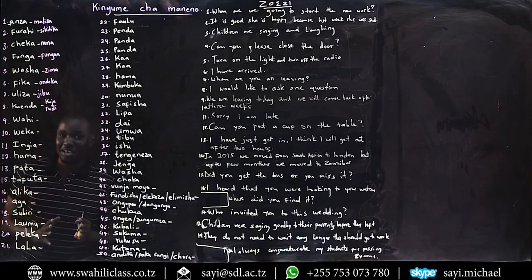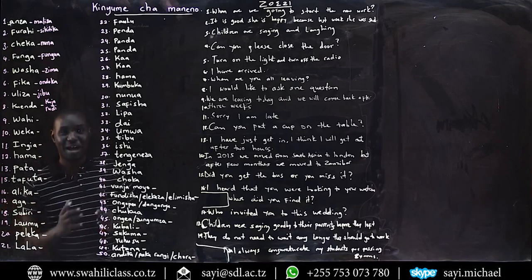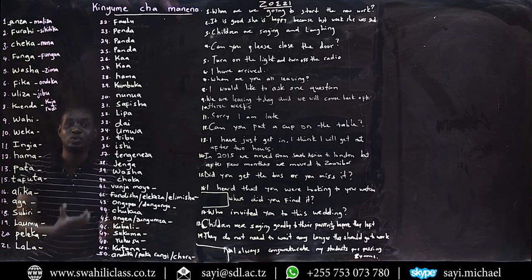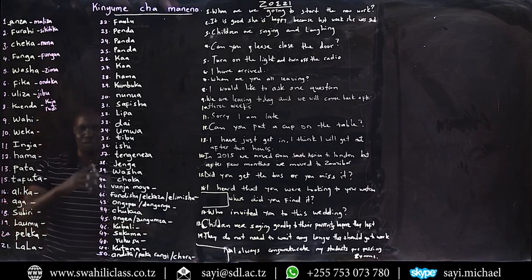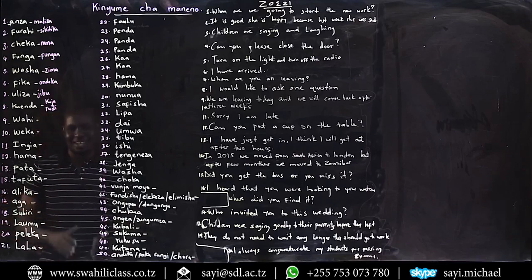Are you coming today? Unakuja leo? You know these sentences. These are very easy sentences for intermediate students like yours.